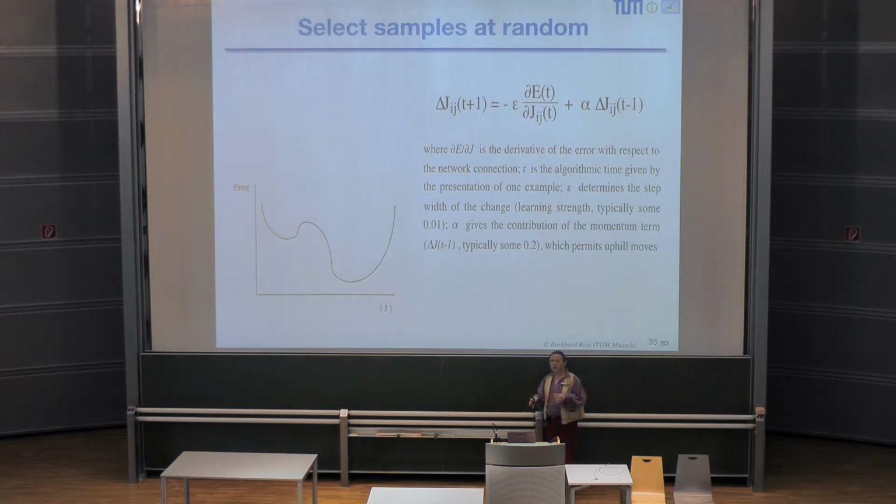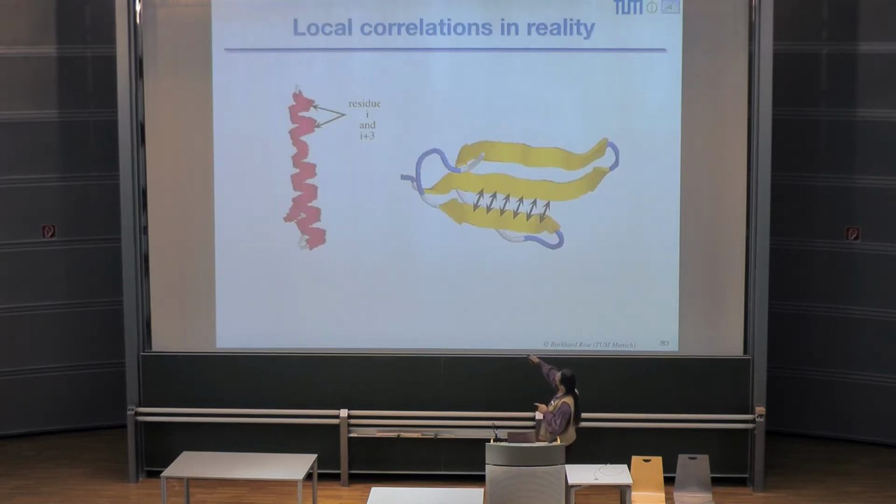Next, downhill. Now, when you choose the samples, you cannot take residue 1, 2, 3, 4, and so forth. Instead, what you have to do is you have to randomly, you take your entire data set, training set, and you randomly pick the points. Otherwise, you get local correlations. And that's not good. On the other hand, local correlations in terms of I and I plus 4, they are good.